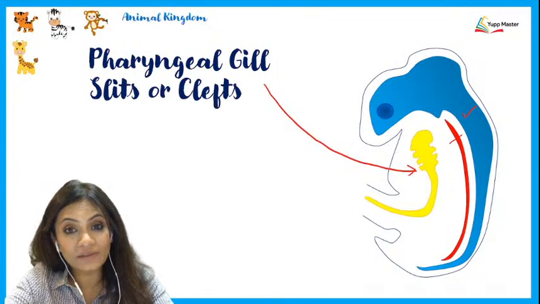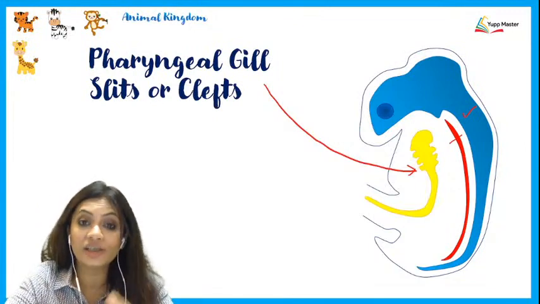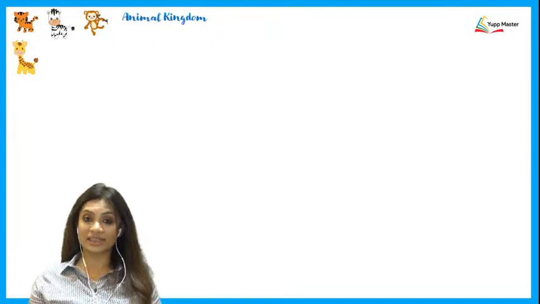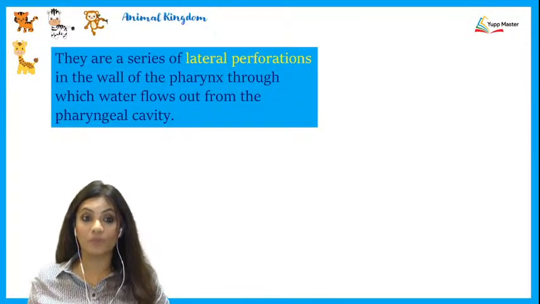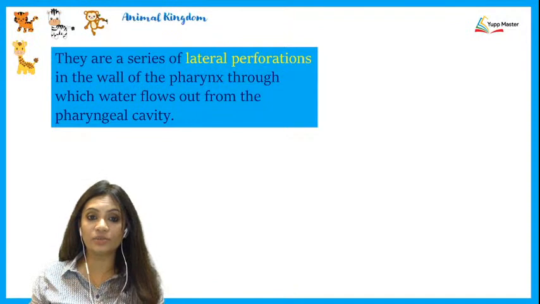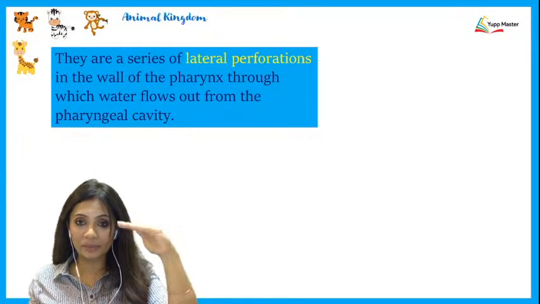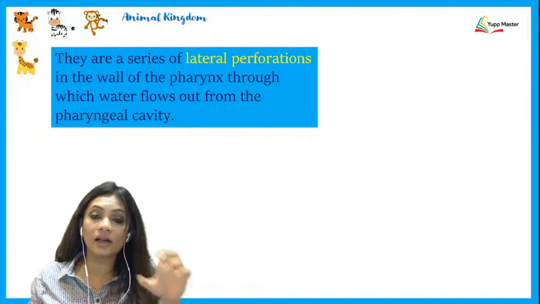Gills. At some given point of time in your life, children, even you had gills. Could you believe that? So, pharyngeal gill slits, let's get started. Now, these are going to be a series, so there are many of them, located parallelly, and they are lateral perforations.